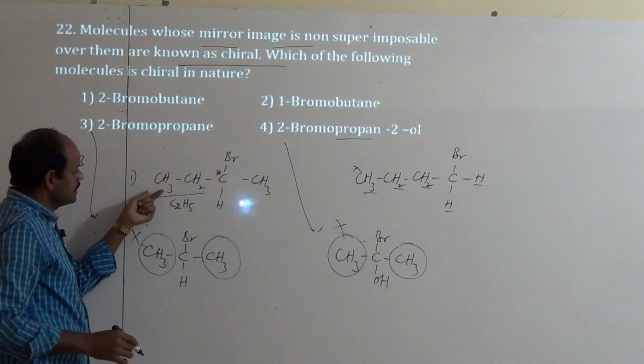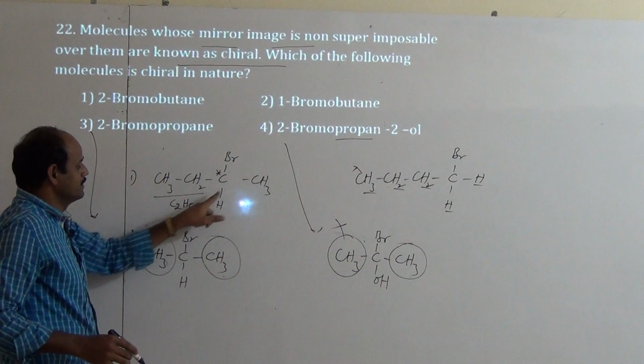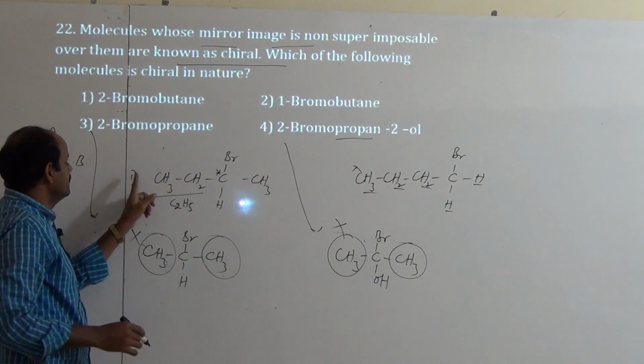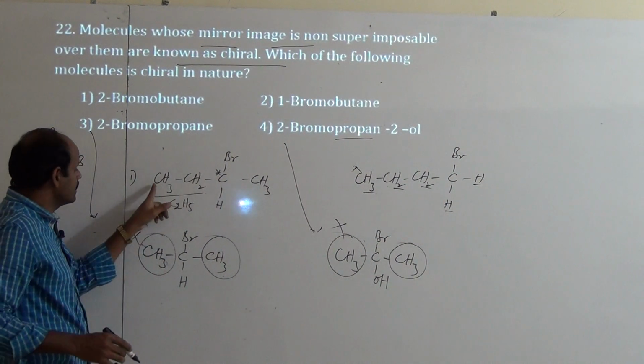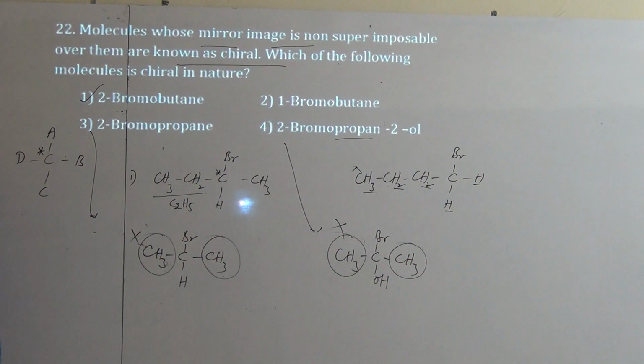But in the first option, this carbon has 4 different groups and atoms: CH3, ethyl, Br, H. Hence this molecule has one chiral center, hence it is the chiral molecule. Hence what is the correct option? First one is the correct option. Okay.